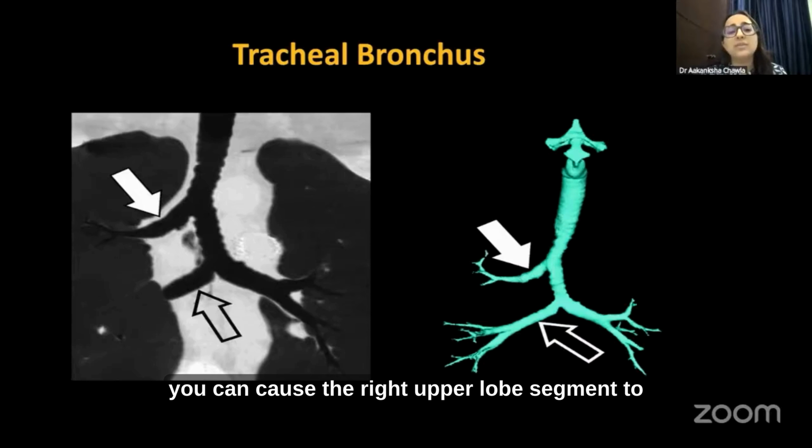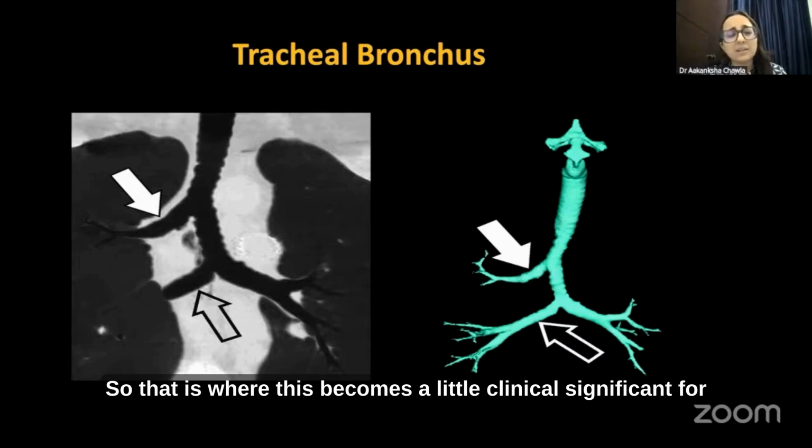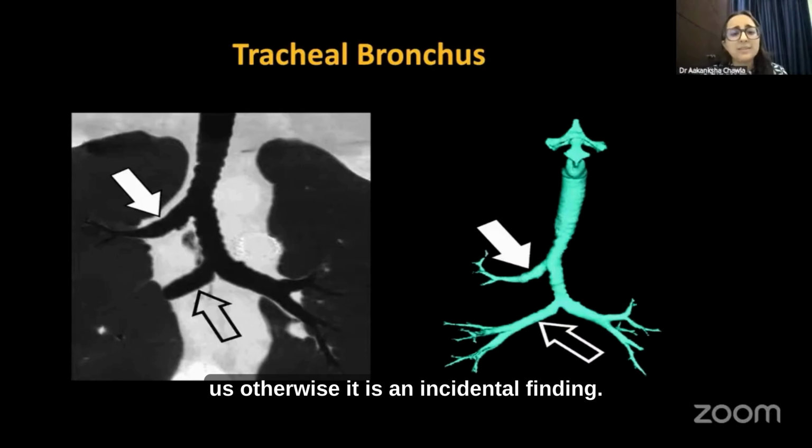and you end up putting your tube a little ahead, and if this gets obstructed, then you can cause the right upper lobe segment to get completely collapsed. So that is where this becomes clinically significant for us. Otherwise, it is an incidental finding.